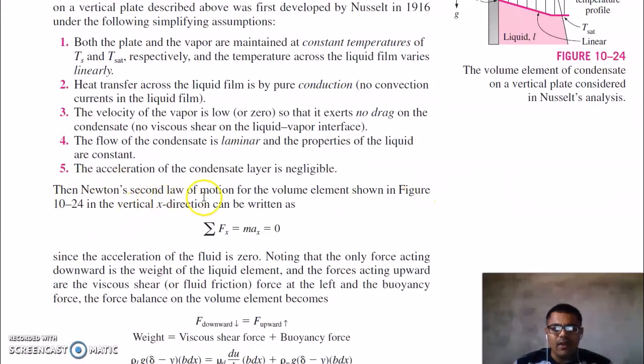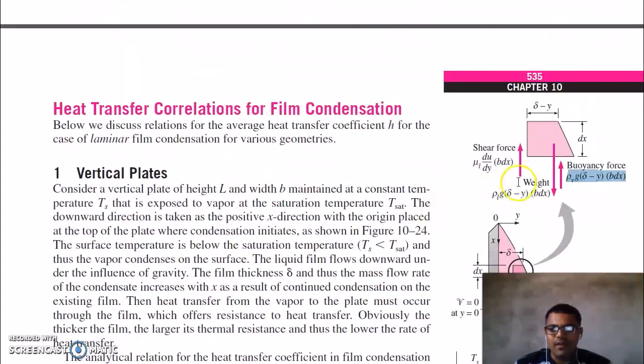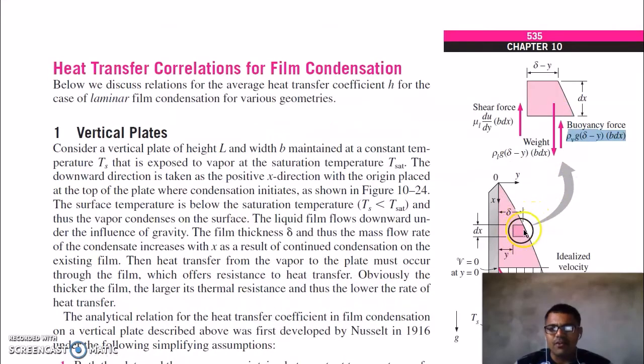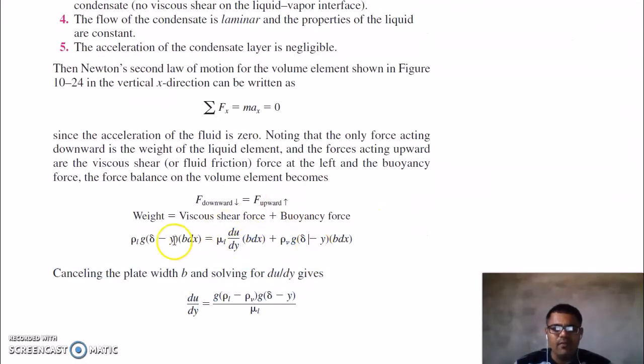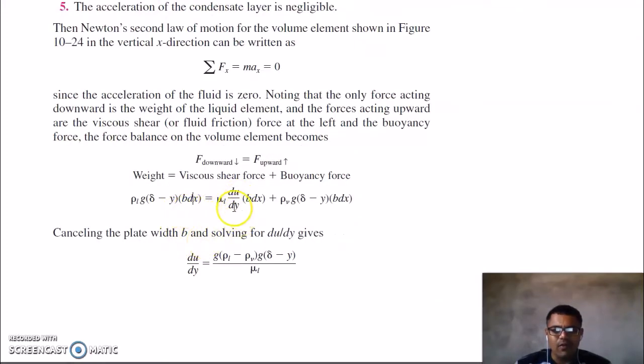So Newton's second law of motion for the volume element shown in this figure can be written as: sum of forces must be equal to mass into acceleration, which is 0. In this case you can see this force is acting upward, this force is acting upward. So shear force and buoyancy force are responsible for balancing the weight of the drop if the drop has to be stable at this position. Balancing these forces, shear force plus buoyancy force is equal to the weight of the liquid, which is this. From this you can develop a relation for du by dy, which is this. On rearranging, taking this side and rearranging, you will get this relation.